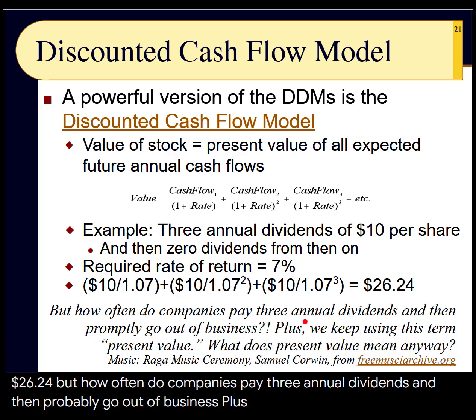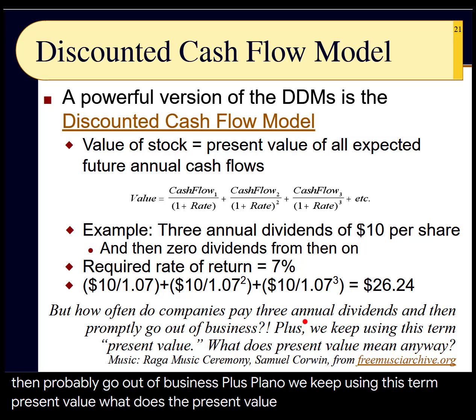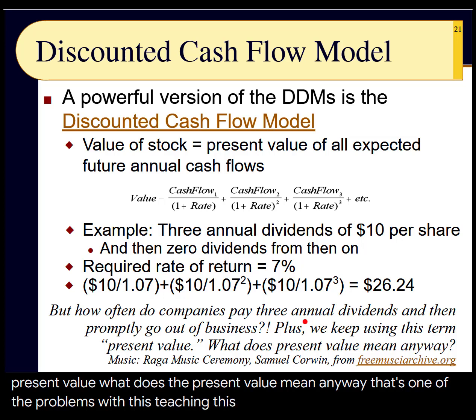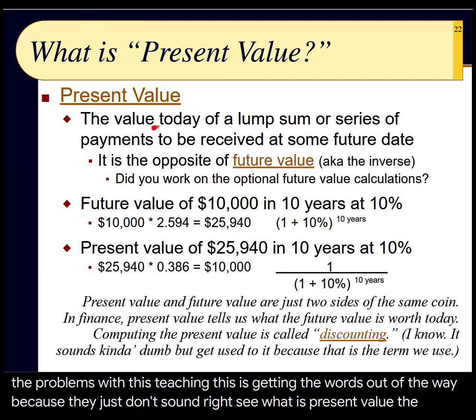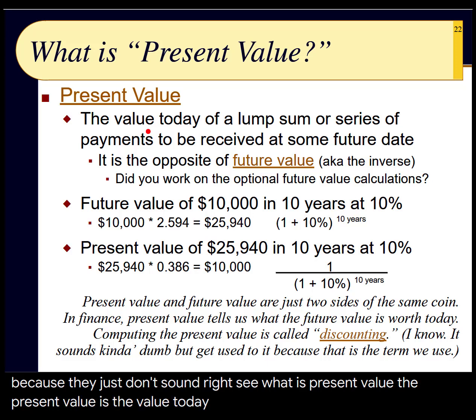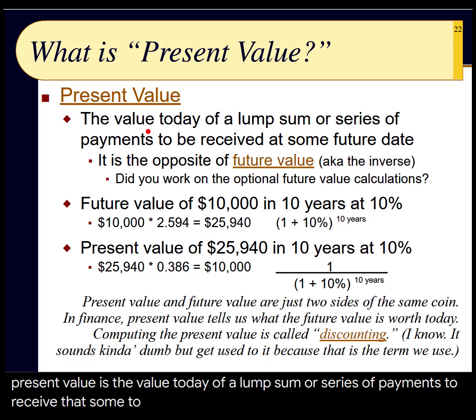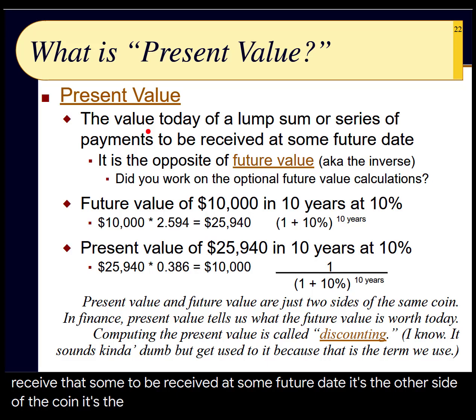Plus, we keep using this term present value. What does present value mean anyway? That's one of the problems with teaching this, getting the words out of the way because they just don't sound right. So, what is present value? The present value is the value today of a lump sum or series of payments to be received at some future date. It's the other side of the coin. It's the opposite, the inverse operation of future value.